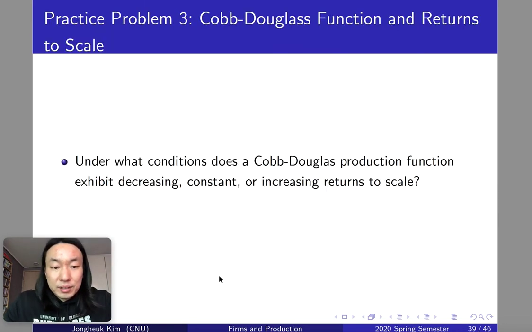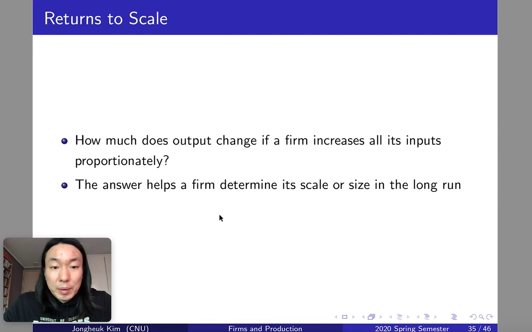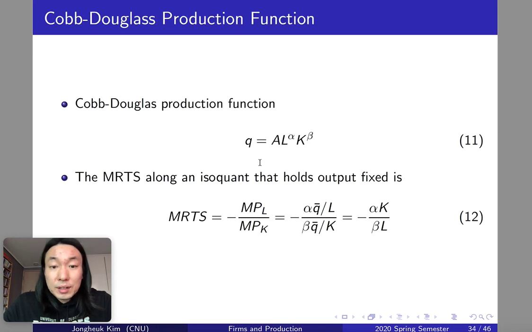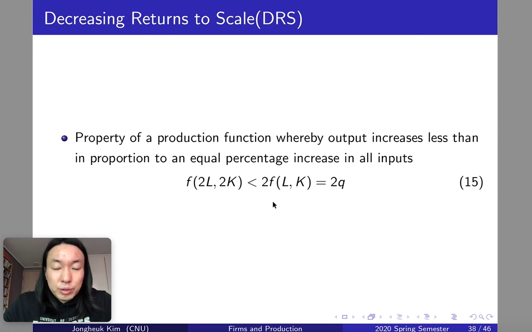You can do that by yourself, I think. And the hint is that you can have the specific form of the Cobb-Douglas function. Then you can do the same thing: put 2 times L and 2 times K inside the L and K. Then compare with Q or 2 times Q or something. Okay, then you can find the specific condition. If you cannot do that, you can post on the question and answer board. Then we can just solve it together.